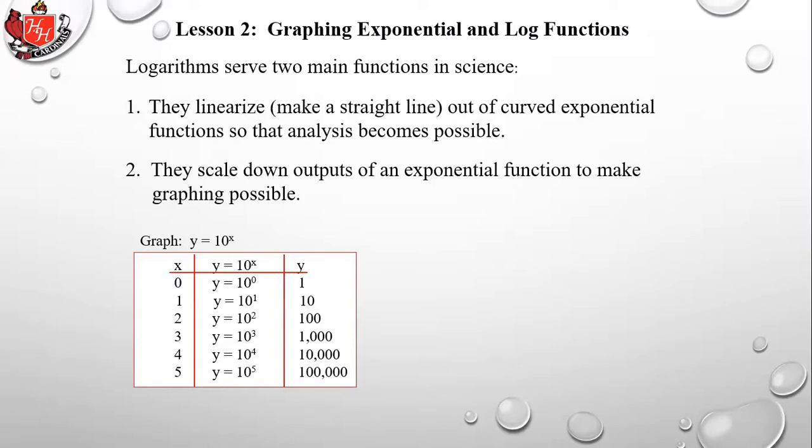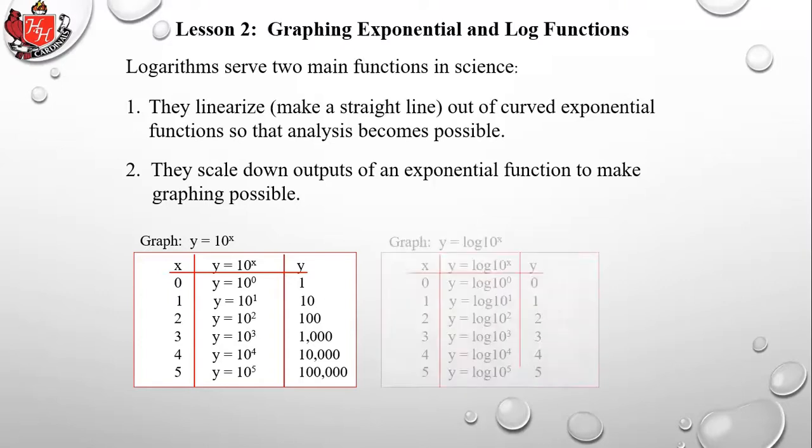So you notice when our domain is simply 5 numbers from 0 to 5, the range goes all the way from 1 to 100,000. Imagine trying to graph that on a piece of graph paper. You couldn't. 1 to 100,000 is too broad a range to graph practically. So that's one of the things that an exponential will do. It grows very, very quickly.